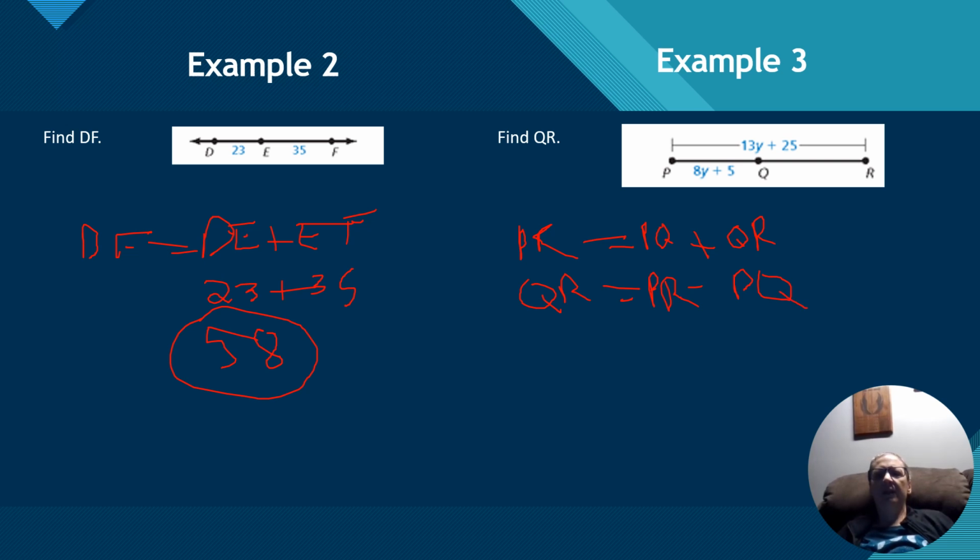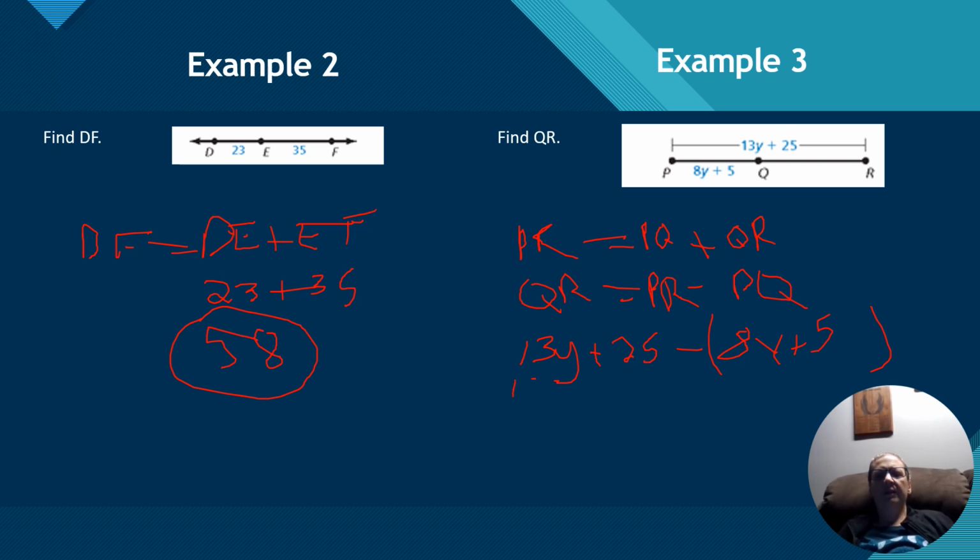So this is all letters. We're not solving for anything. We're just putting the letters in. So PR in this diagram is 13y plus 25, sorry. And then we want to subtract PQ. So I'm going to put PQ in parentheses because I'm subtracting it. So PQ is 8y plus 5. So now all I need to do is distribute.